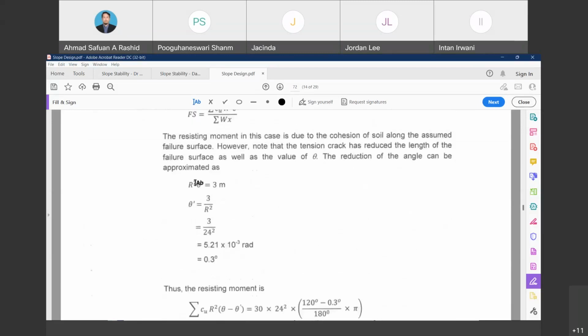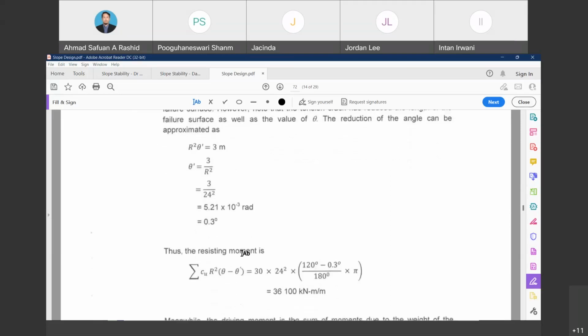So if this is Rθ, at the end, θ is around 7 degrees, where we divide 3 over 24, not 24 squared, so we obtain 0.125. Then to change to degrees, we multiply by 180 divided by pi. So we obtain 7.16 degrees. That is the angle value. Then 120 should be deducted by 7.16 to get the length for L_A.